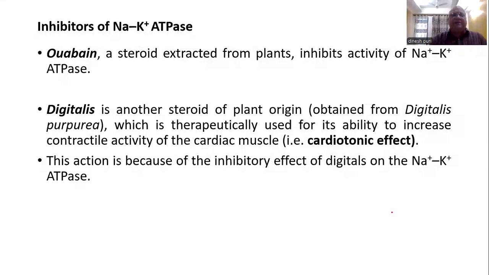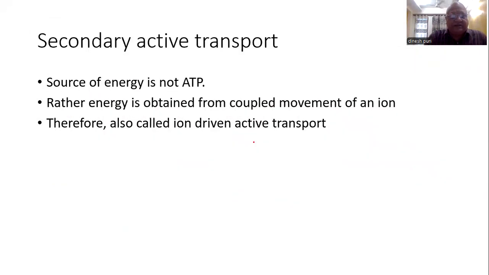Now inhibitors of sodium potassium ATPase, a clinical correlate. These are two drugs obtained from plant sources that inhibit sodium potassium ATPase. Digitalis is obtained from Digitalis purpurea. This is important for you to learn. It inhibits sodium potassium ATPase, and this increases the contractile activity of cardiac muscles. This is called the cardiotonic effect. So in heart failure cases, this drug is used. There are two more examples; I have told only one, sodium potassium ATPase.